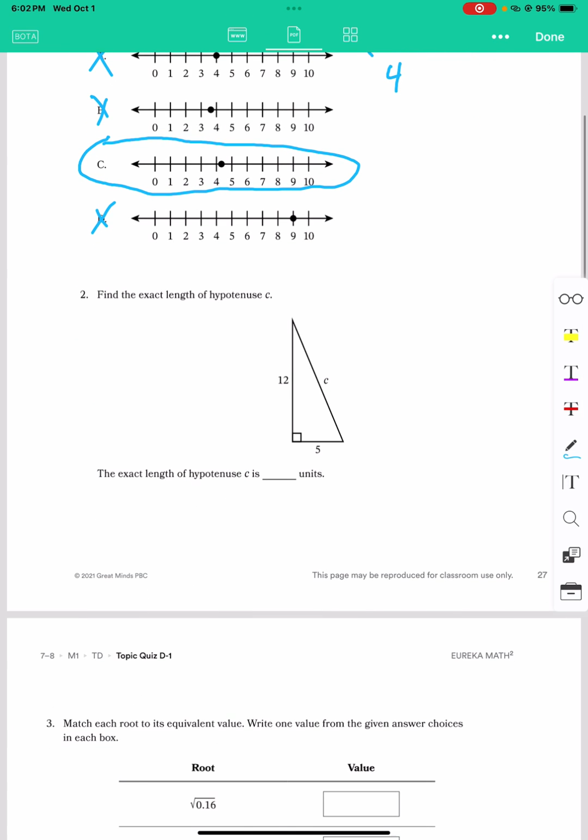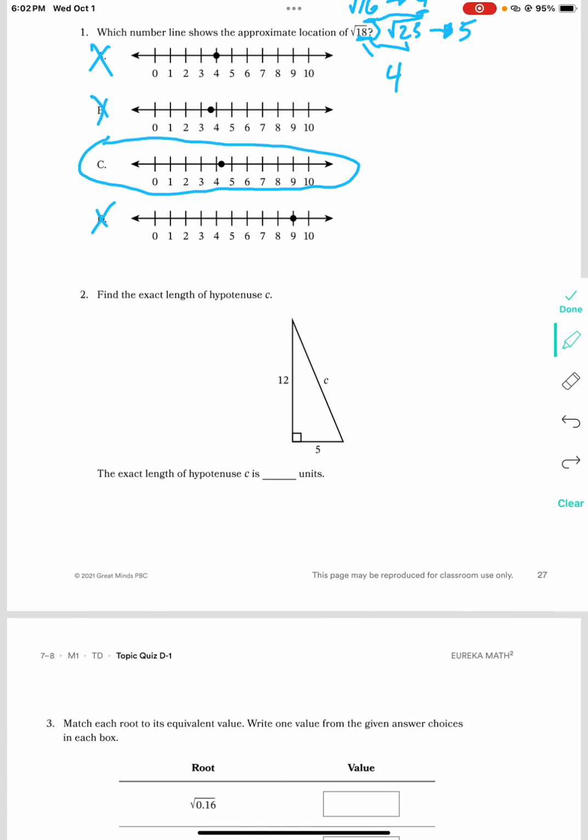Looking at number 2, it says find the exact length of the hypotenuse C. A couple of things here should let us know what we're doing. It says hypotenuse, which should cue us to a certain theorem. We're looking for C, and we're using a right triangle. All these things should tell us that we're using the Pythagorean theorem. When we use it, we first need to know the equation, which is a squared plus b squared equals c squared.